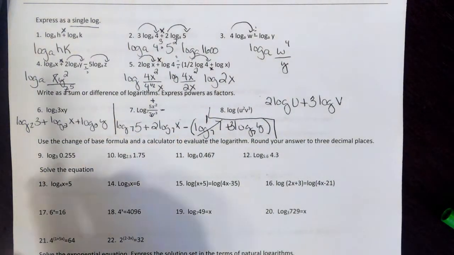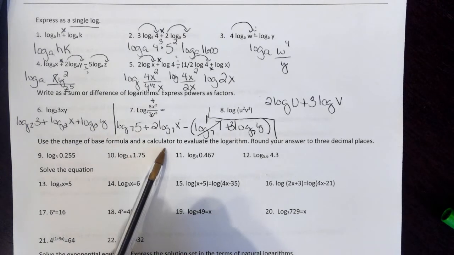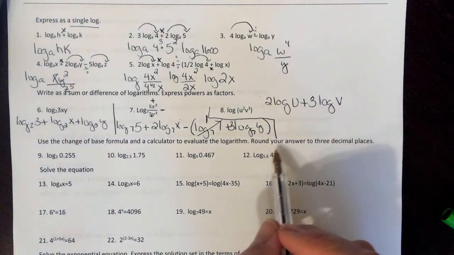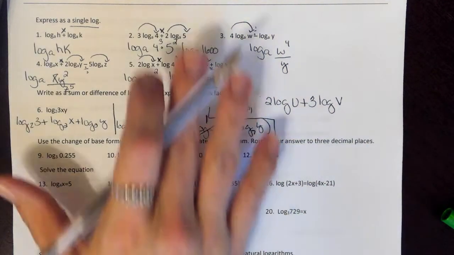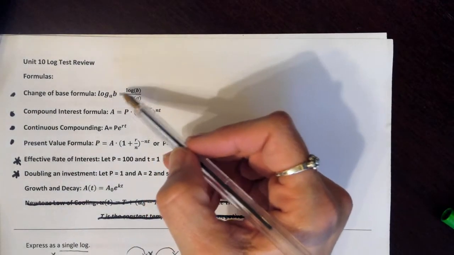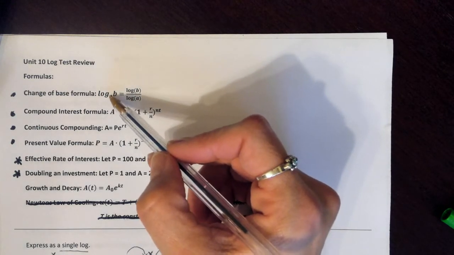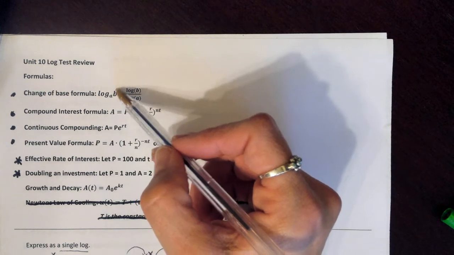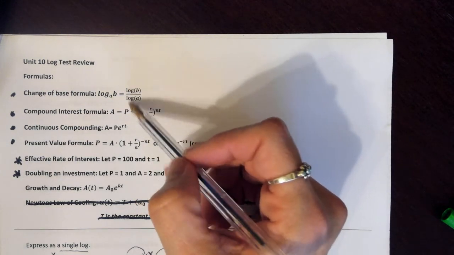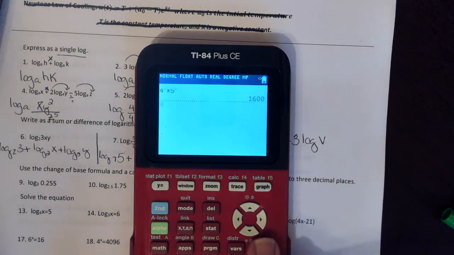On 9 through 12, it says use the change of base formula and a calculator to evaluate the logarithms. Round your answer to 3 decimal places. So your change of base formula will be written right here at the top. It says to divide the log of the argument by the log of the base, the little number. So the big number divided by the little number, you just have to type the logs in. So it's actually pretty easy, especially since I'm giving you the formula.